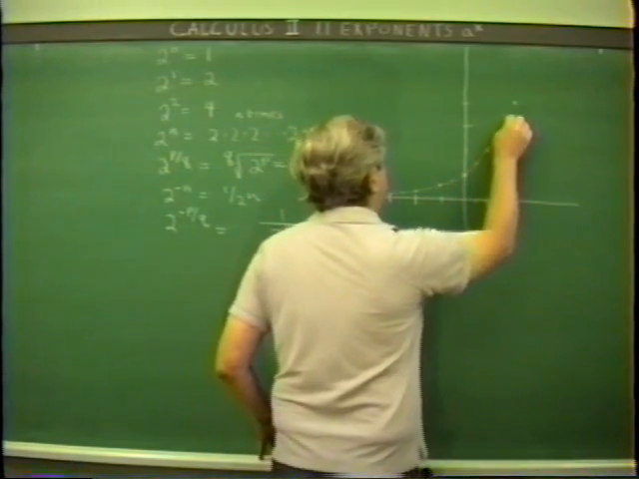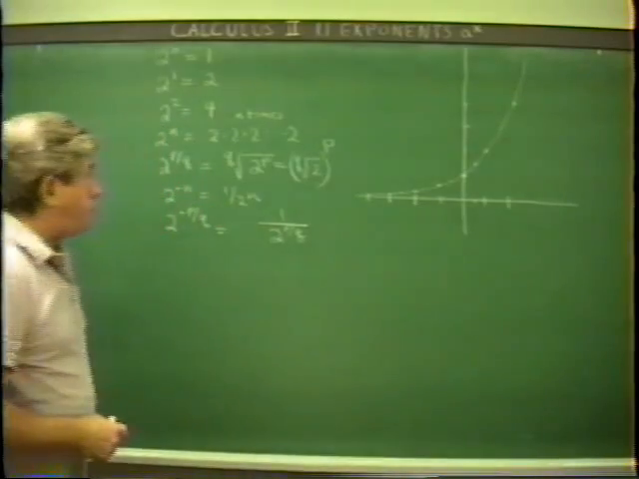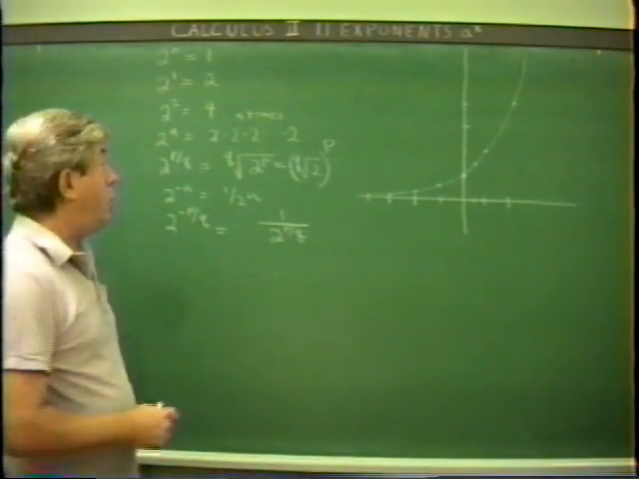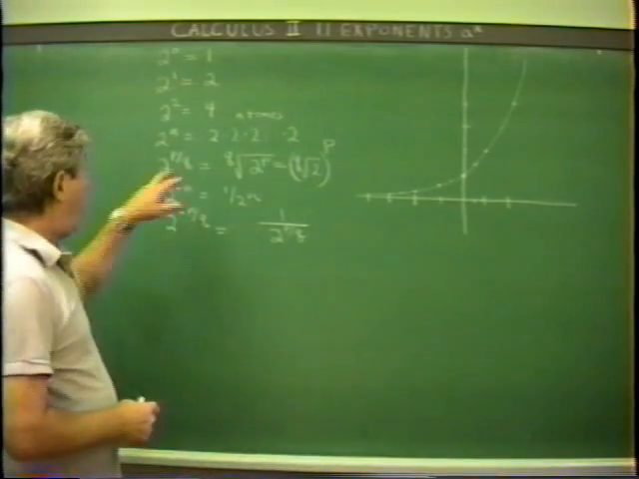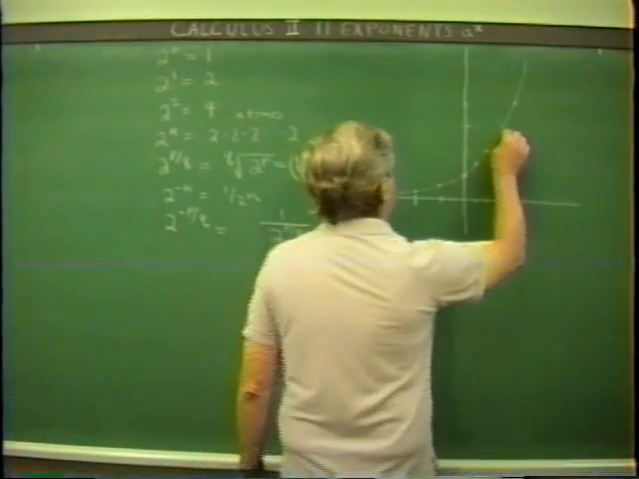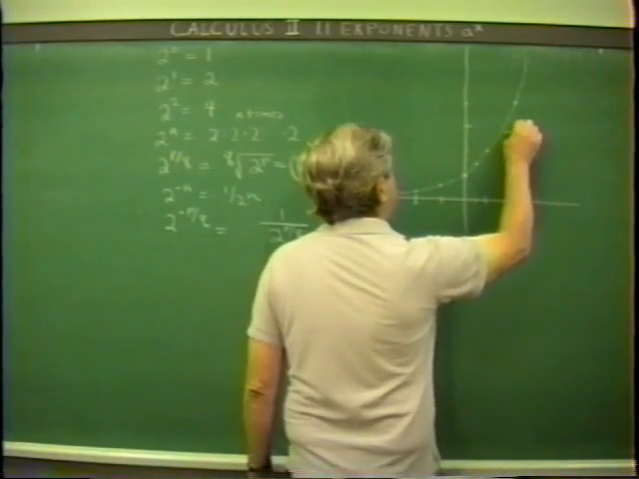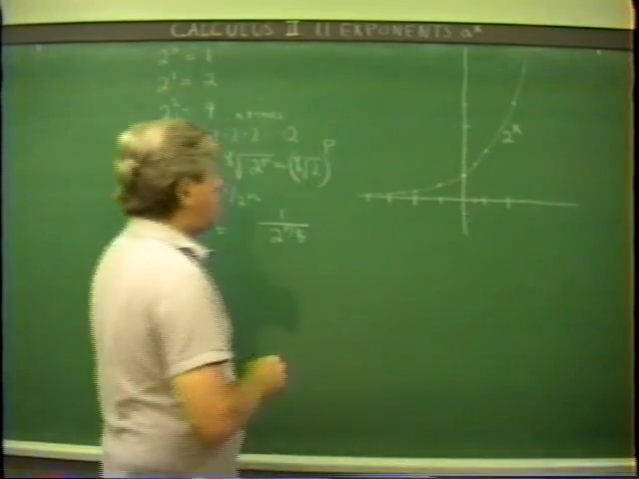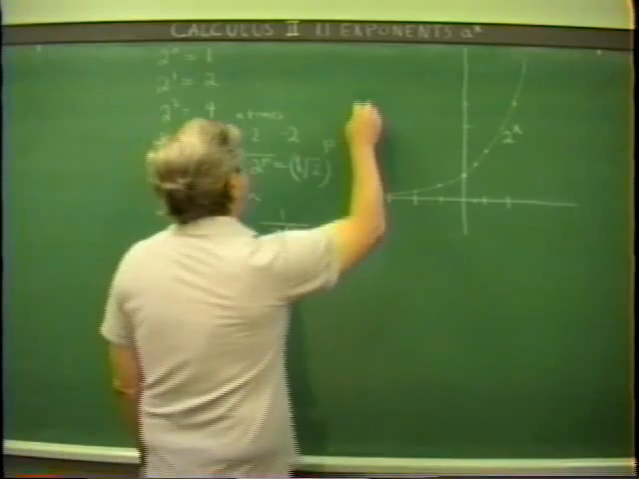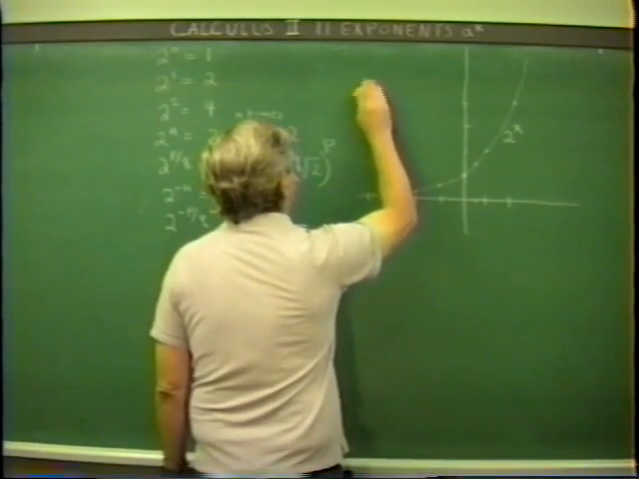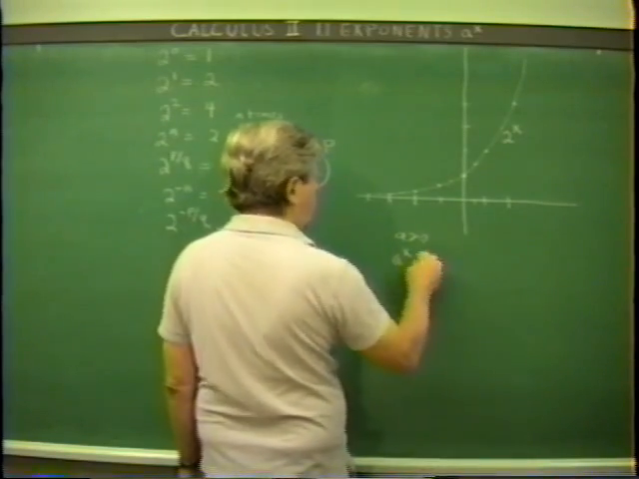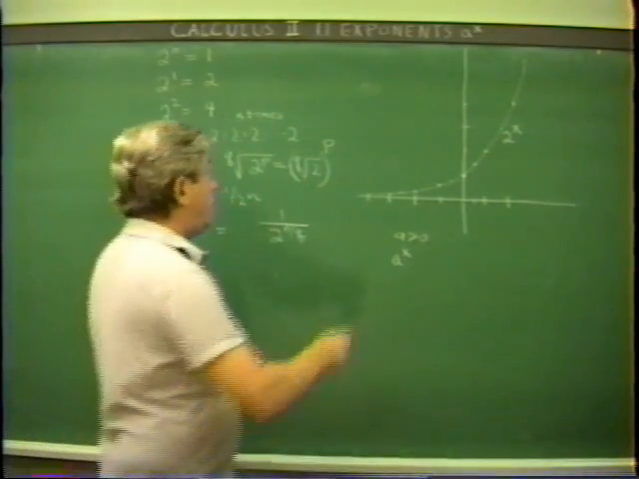Even though at this point you can only talk about taking 2 to a rational number power. We're eventually going to want to be able to take a number a bigger than 0 to any real number power, not just a rational number power. At any rate, this is the graph of 2 to the x for x rational. For any a greater than 0, we want to be able to talk about a to the x. And at this point, we can do this for rational numbers x.